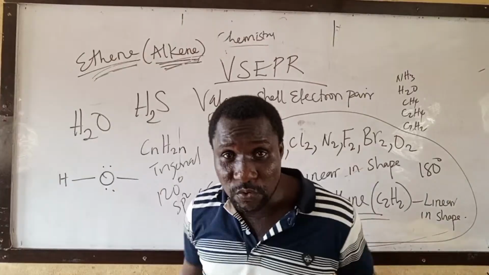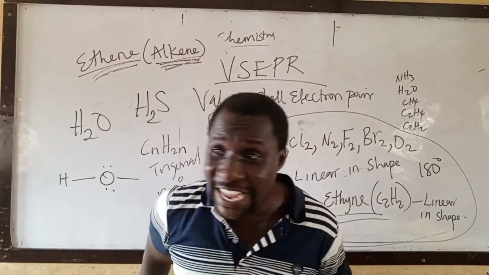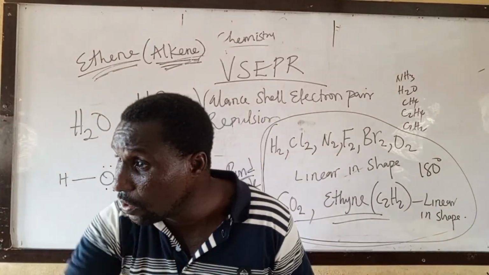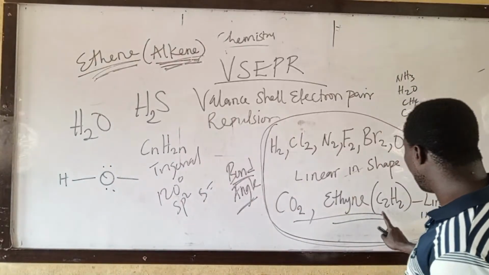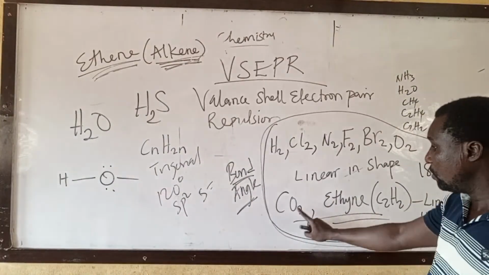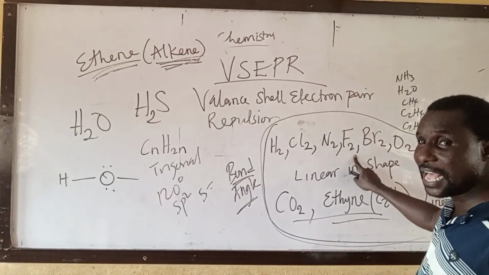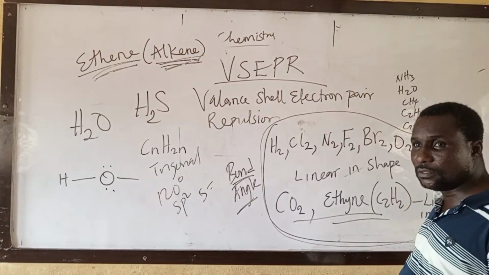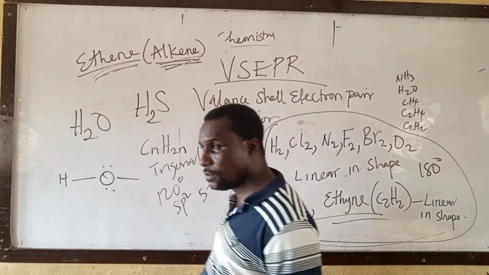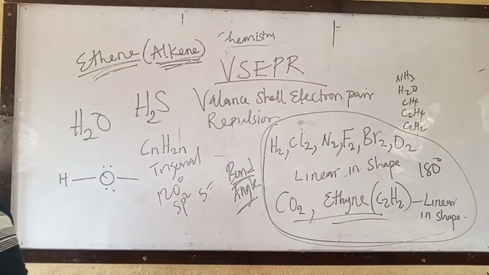Any molecule that is linear in shape, their bond angle is what? Ethyne, CO2, nitrogen gas, fluorine gas: 180 degrees. Are you following? Is it easy?